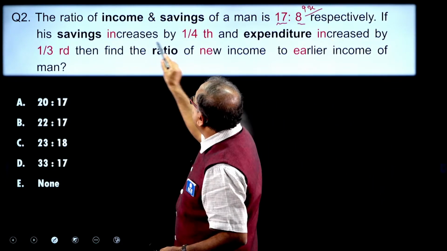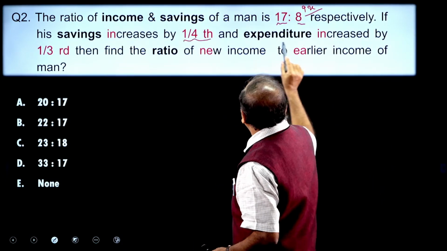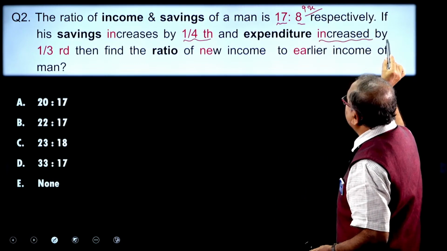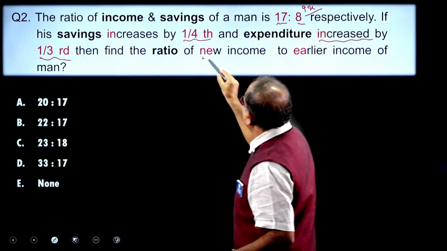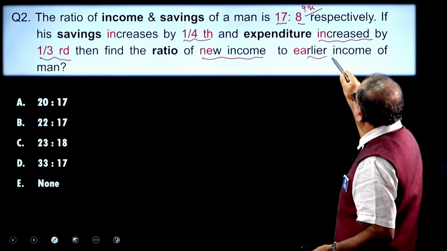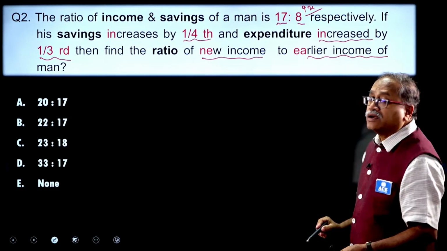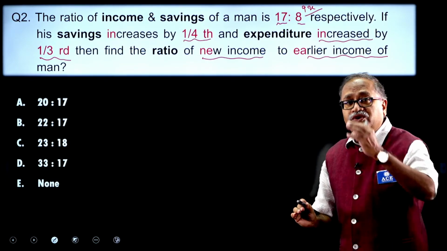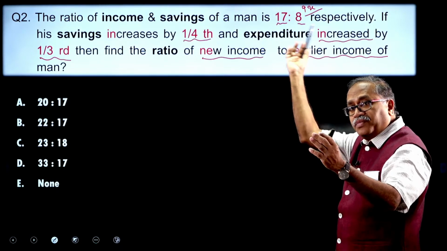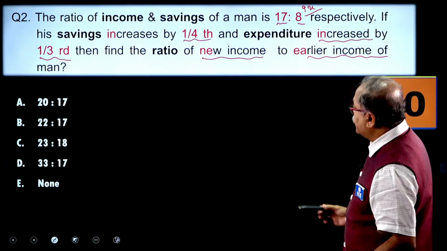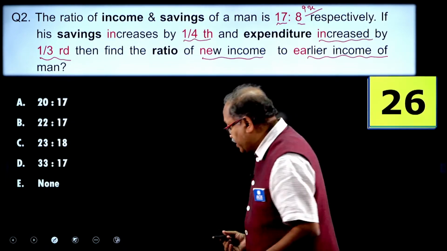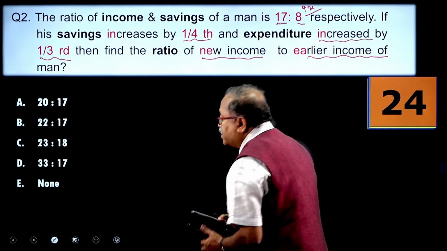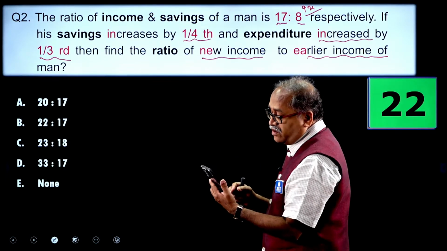If the saving is increased by 1/4 and the expenditure is increased by 1/3, then find the ratio of the new income to the earlier income, new income to the previous income. Come on, my dear friends, these are all very frequently asked questions at the prelim level. The moment you read the question, you start working on the solution part.